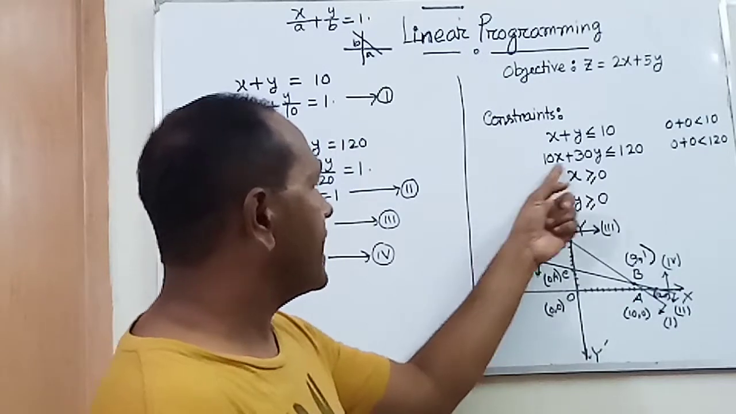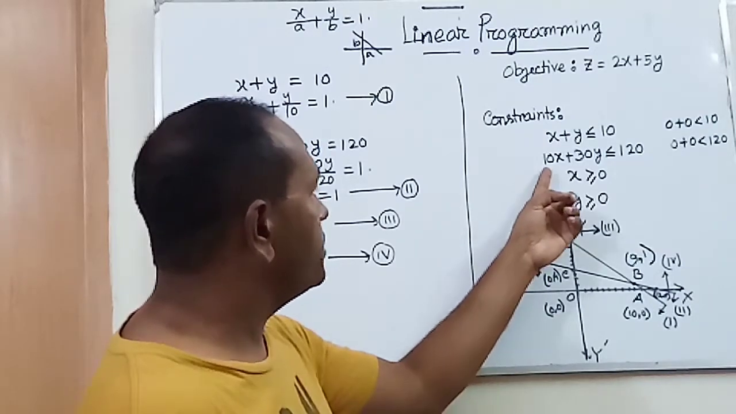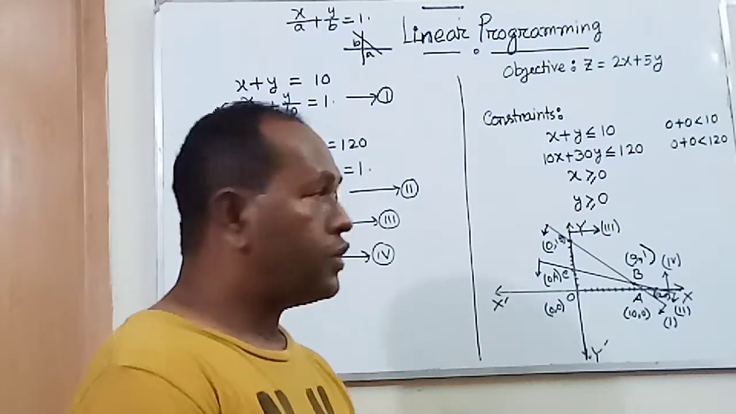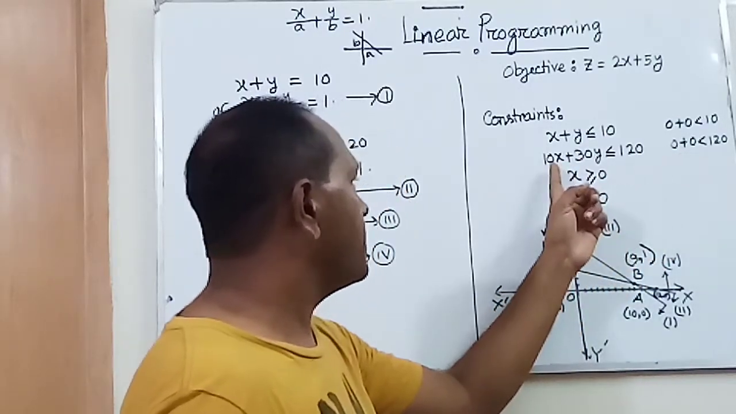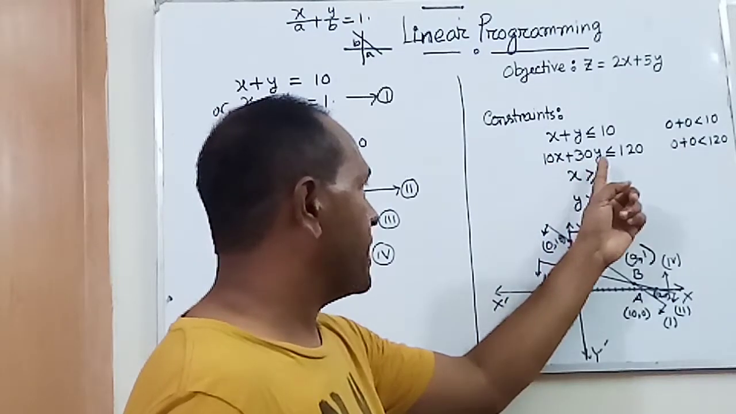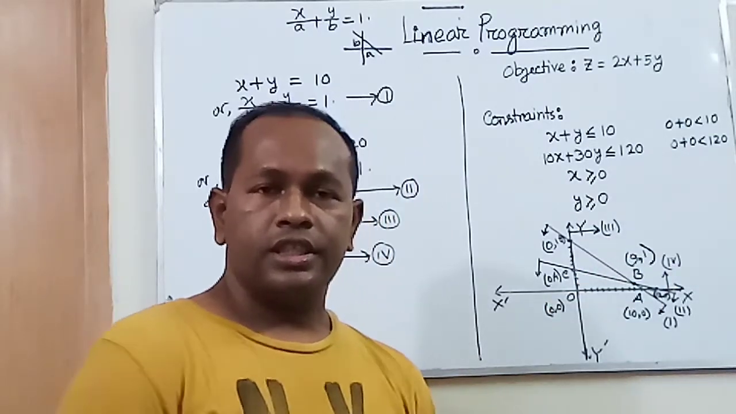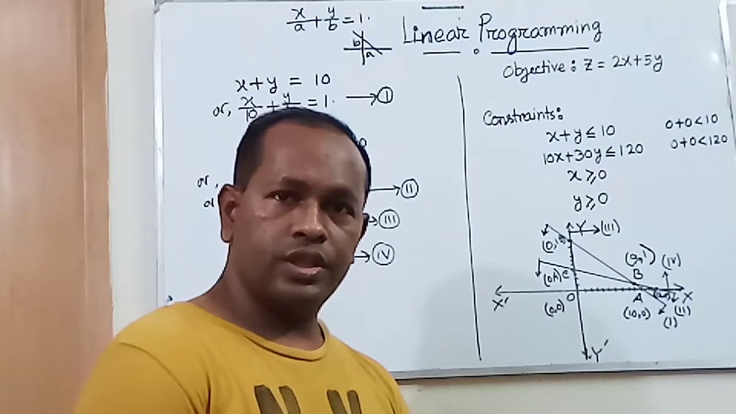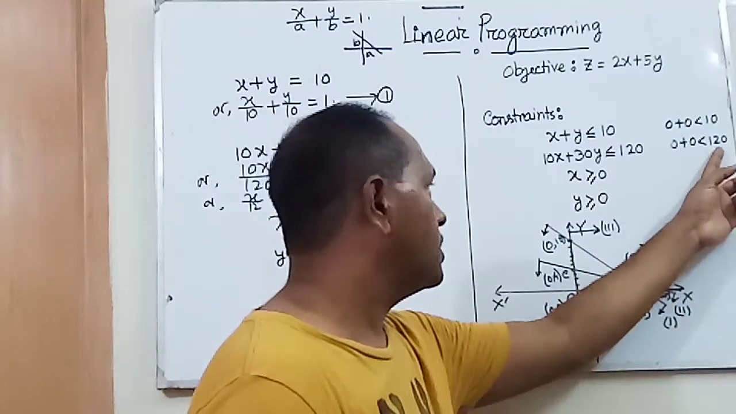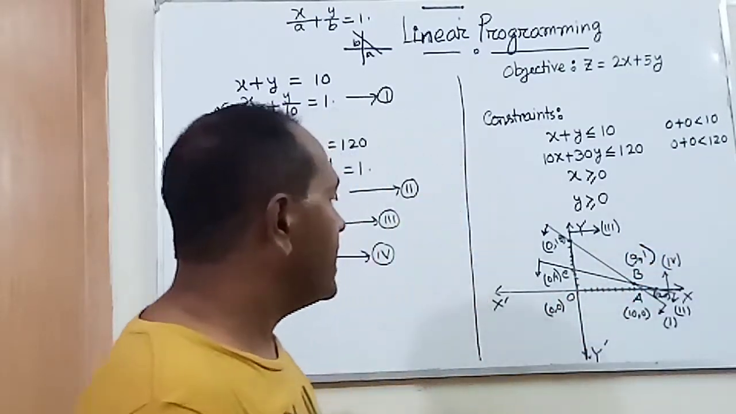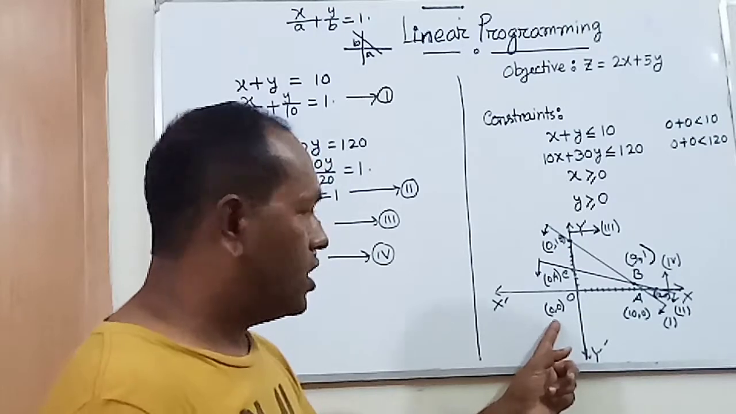Now let's see the second inequality. Can you tell me what the direction of this inequality would be? For this, you need to substitute 0 and 0 for x and y respectively. Then you will get 0 plus 0 less than 120. Is this statement true? Let's see. This statement is right, that is true. So you can say the direction of the second line will be towards the origin.